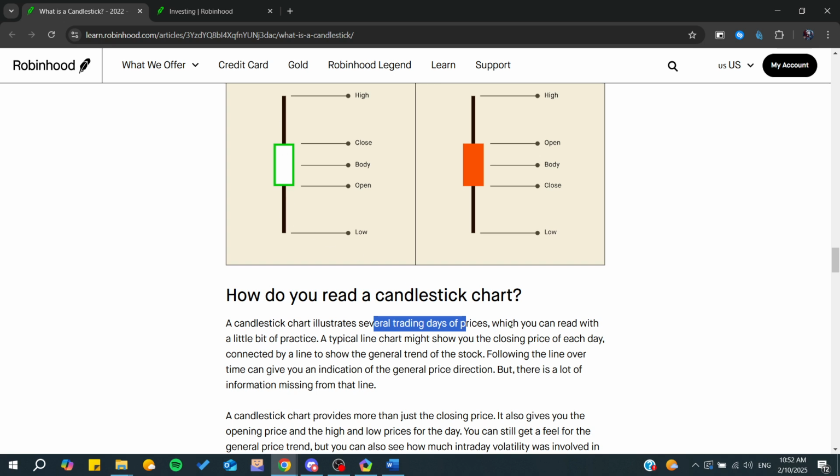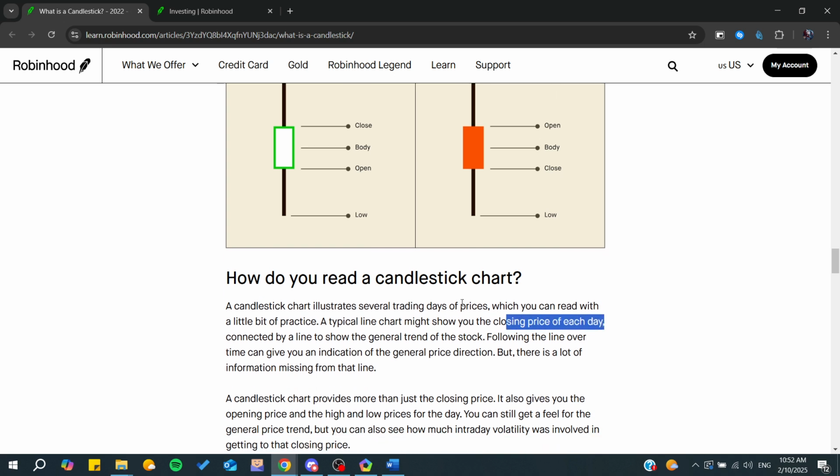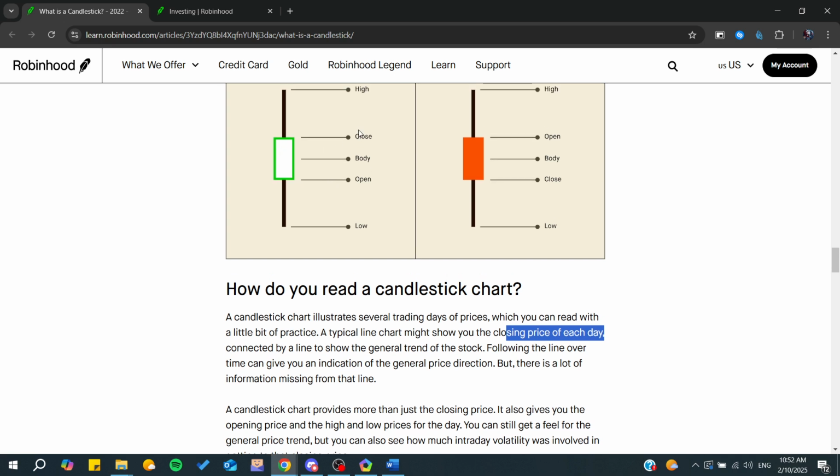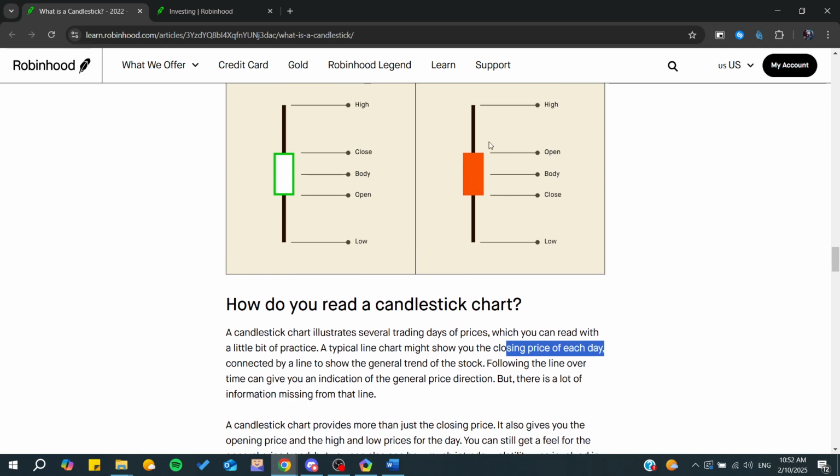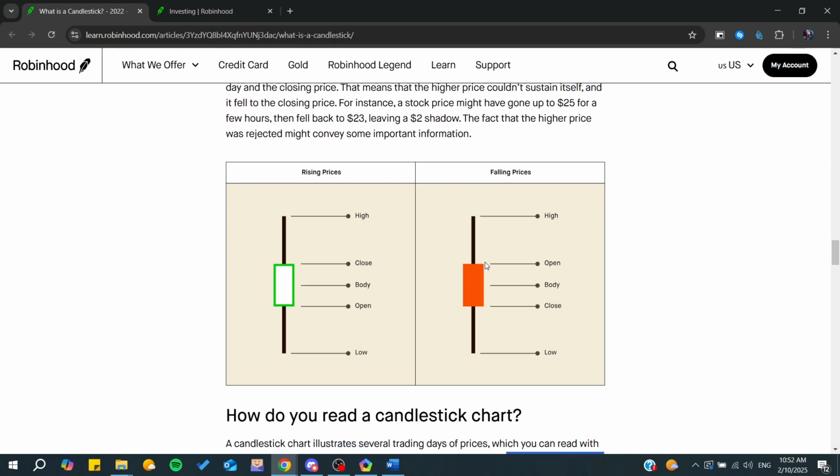And here we can see that a typical line chart will show you the closing price of each day or the open price of each day. And this part, or the latest line, would be the open line, and here it will be the close, and it is the inverse in falling prices, etc.